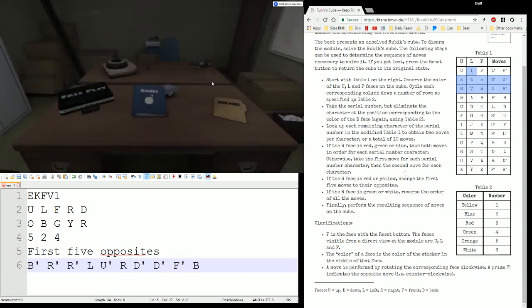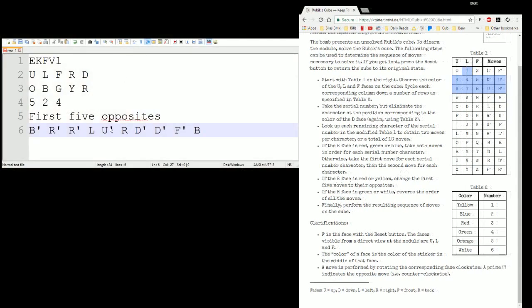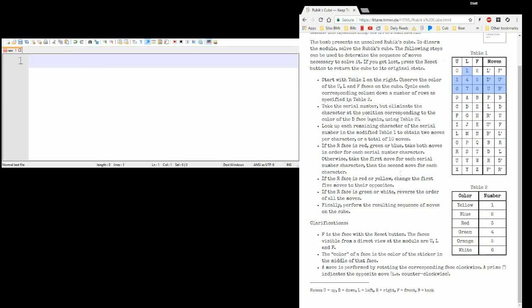All right, last up, one more. Work this one out on your own. New bombs, we get the new serial number again. And we shall see what we get, and then we'll solve it together.